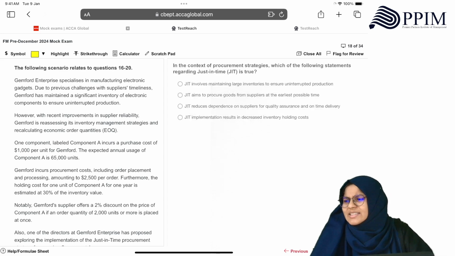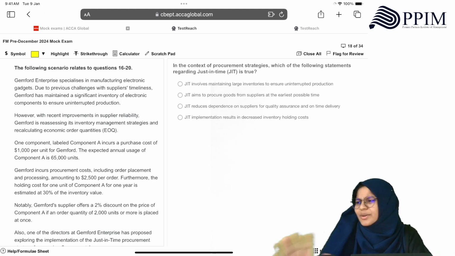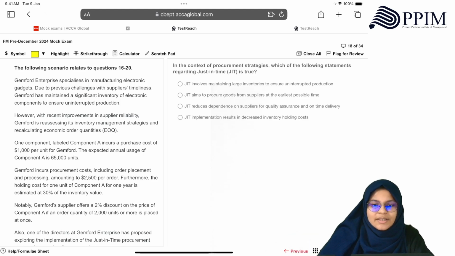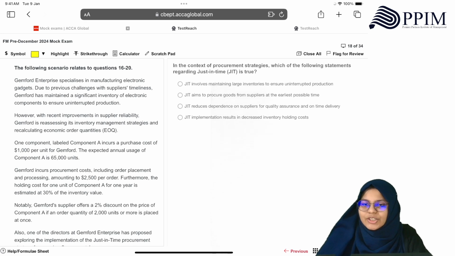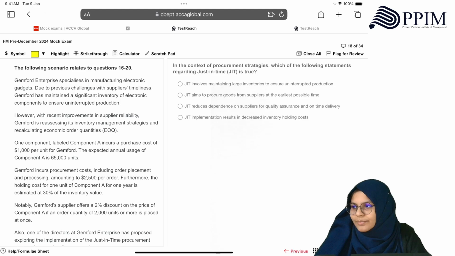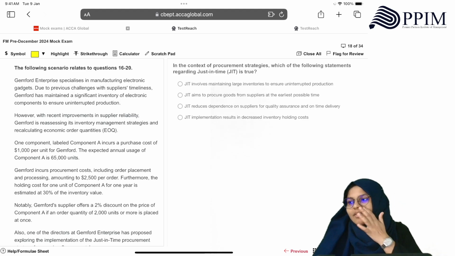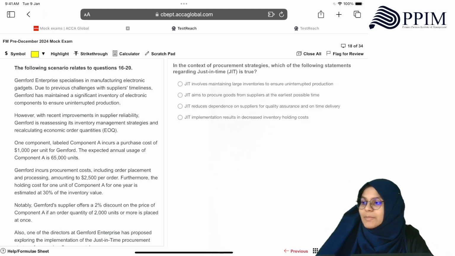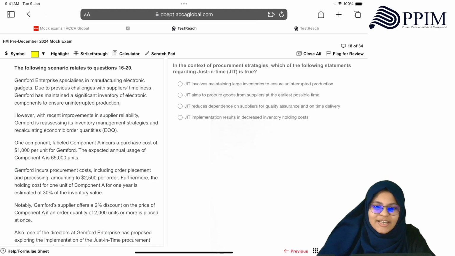Right, so last 3 was actually based on theory, so you can relax and just answer it. It says here, in the context of procurement strategies, which of the following statements regarding JIT is true? A is saying JIT involves maintaining large inventories to ensure uninterrupted production. That's wrong. JIT means we will order the inventory only after the customer has placed the order. So we don't have inventory. B says JIT aims to procure goods from customers at the earliest possible time. That is also wrong, right?